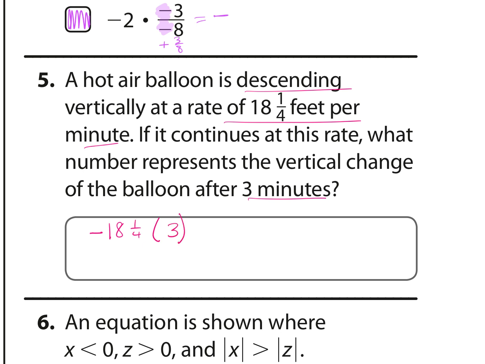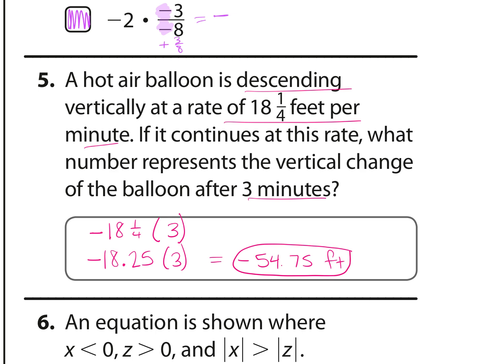Now, I could work with multiplying with fractions, but anytime I have a fraction I can convert to a decimal, such as a terminating decimal specifically, that's so much easier to work with. I know 1/4 is 0.25, so I'm going to multiply negative 18.25 times 3 to get negative 54.75, and that is a total of feet, and it is a drop, so that's why it's a negative 54.75 feet.